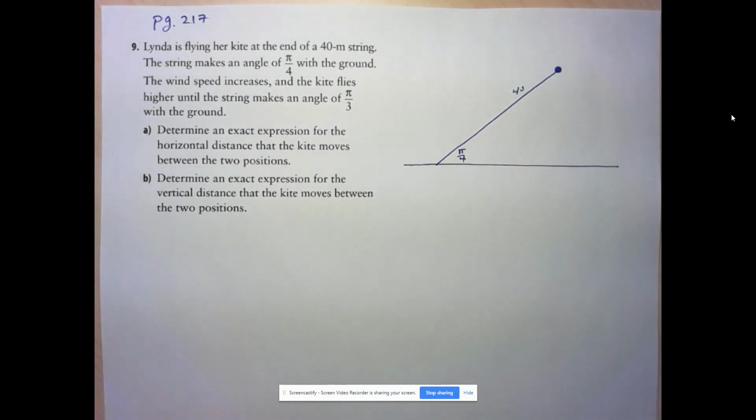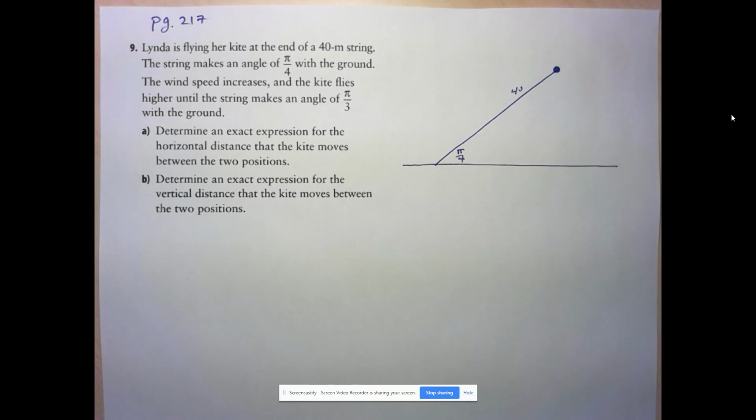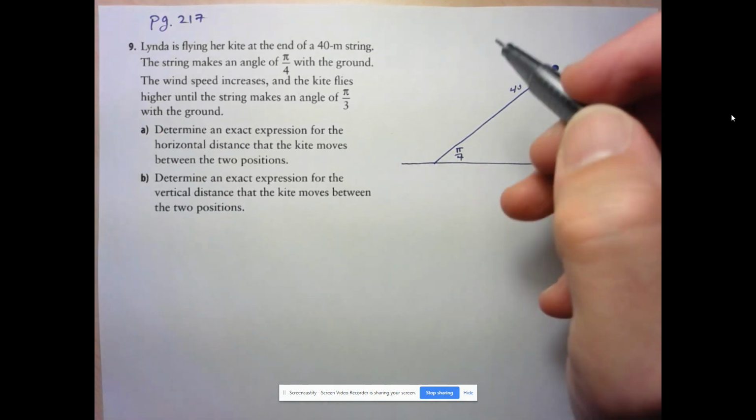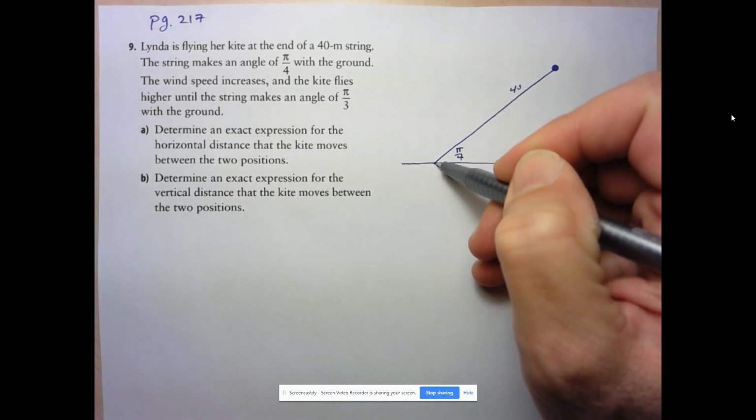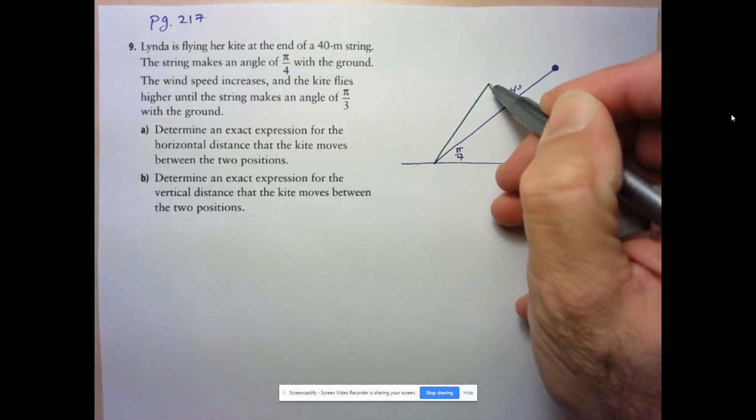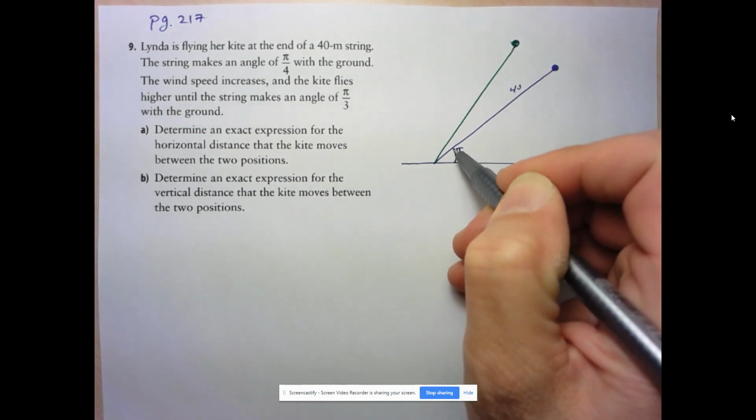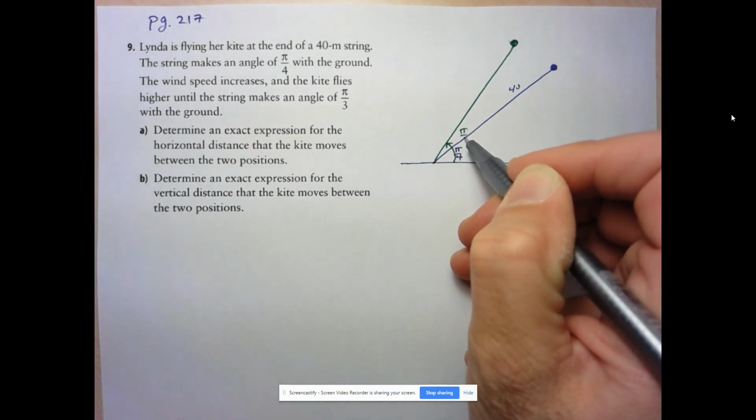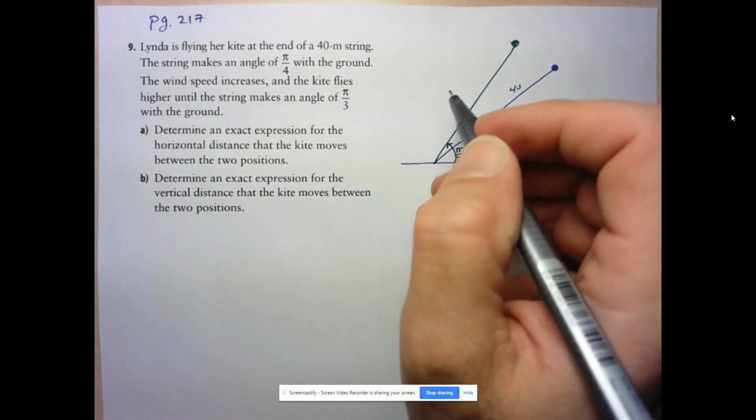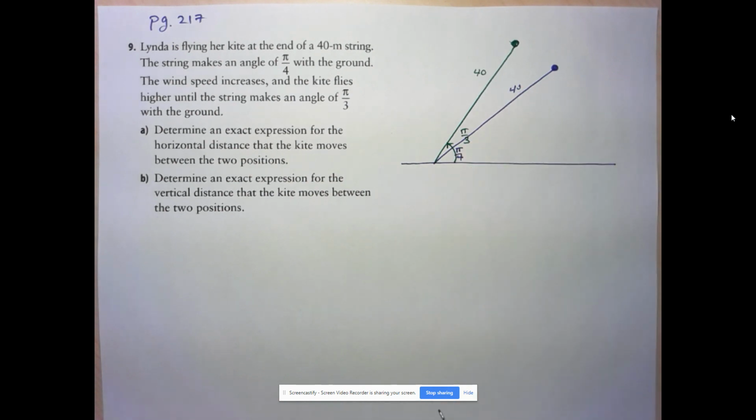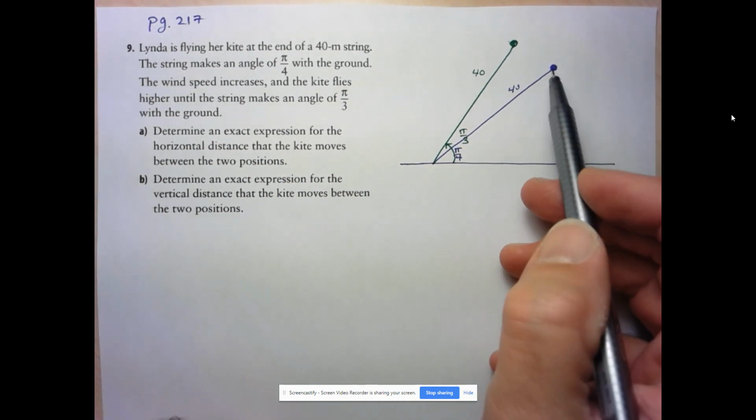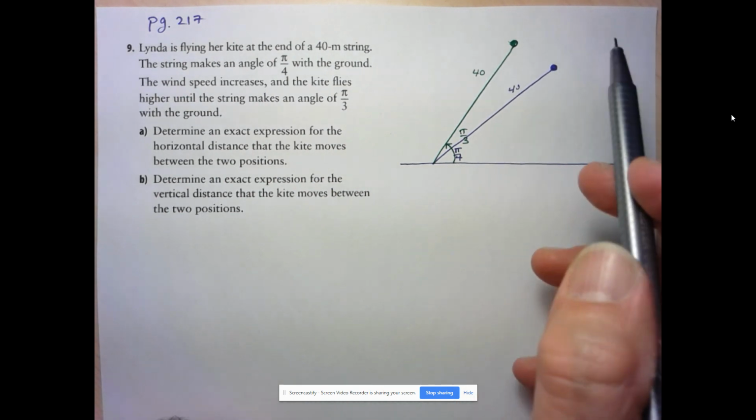And then let's see if I got another color here. The kite moves, so a bigger angle of pi over 3. Okay, so now the angle here is pi over 3. And of course, what doesn't change is the length of the string. That's still 40 meters.